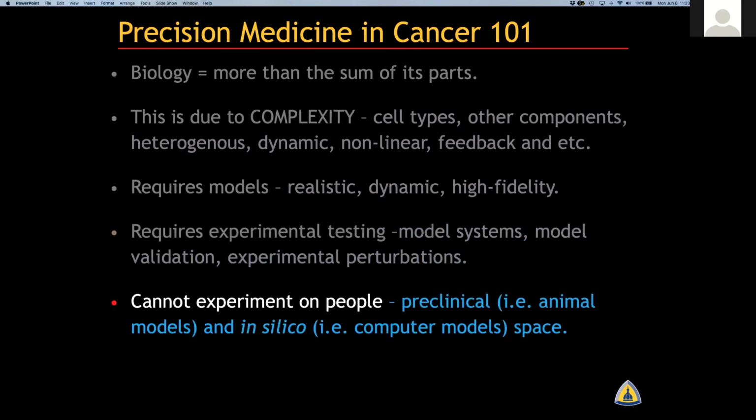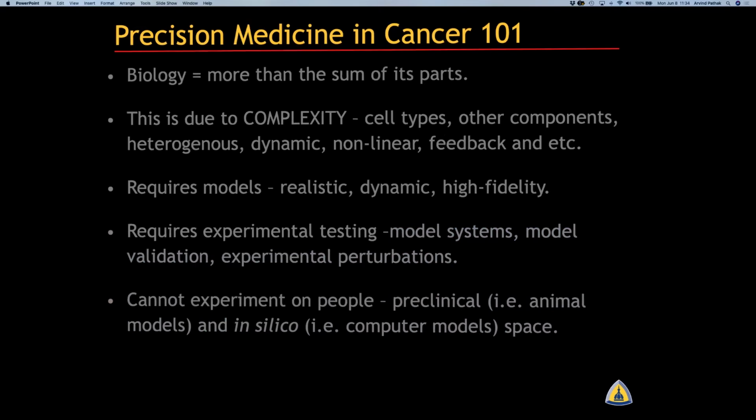Since we can't experiment on people, we tend to do these in two very large spaces. We work in what's called the preclinical space, so a range of animal models, whether it's cancer or neuroscience or heart disease, or we work in the in silico space, which is basically where we use computer models that are informed by certain physiological rules.